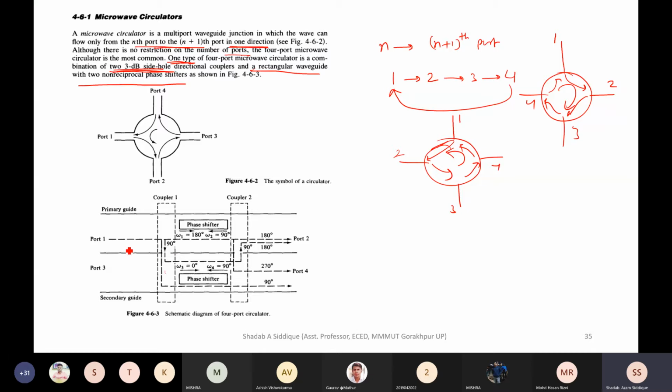So you can see we are having four ports: port 1, port 2, port 3, port 4, and we are talking about an anti-clockwise direction. When we apply input at port 1, it should go to port 2 only, not to port 3, not to port 4. Okay, so first of all, you try to see.